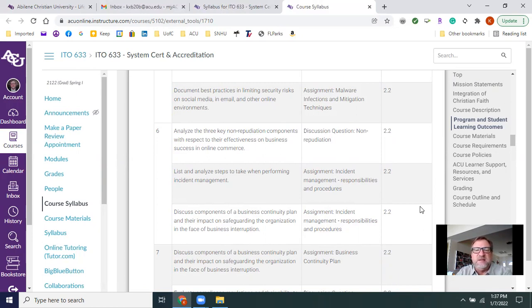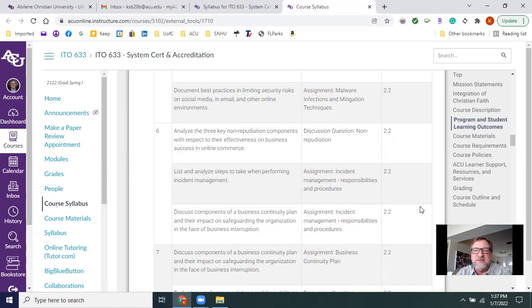We'll list and analyze the steps taken when performing incident management. We'll discuss components of a business continuity plan and their impact on safeguarding the organization in the face of business interruption. And so we'll have a discussion question on non-repudiation. Non-repudiation is just that you can verify that the person providing that information is that person, so they cannot repudiate that they performed that action or provided the information.